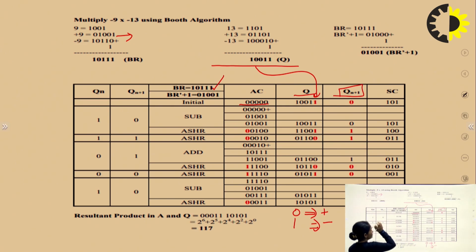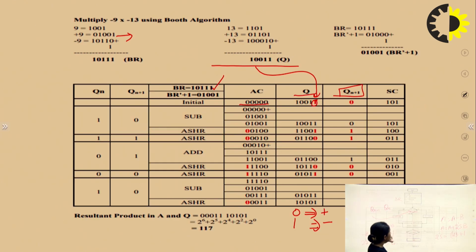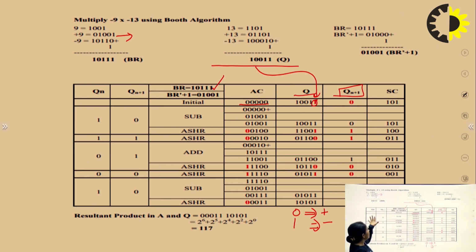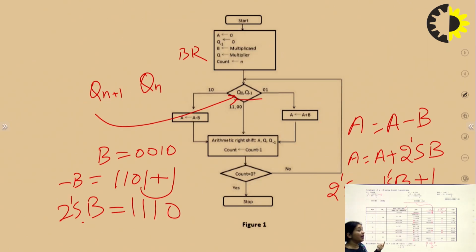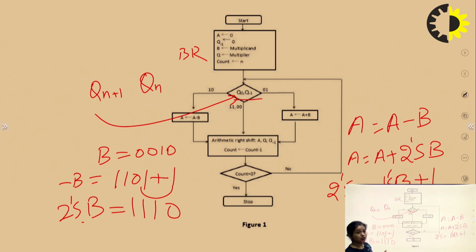Qn will be the rightmost bit of the multiplier. So that is 1. So what is happening? Qn plus 1, initially we have taken 0, as it is telling us here, and Qn will be the rightmost bit of the multiplier, which is 1. So it will be 1 0. When the value is 1 0, what will we do? In the accumulator, it will be subtraction of the multiplicand.